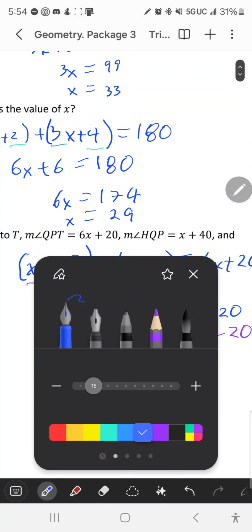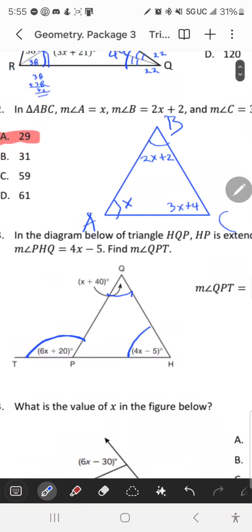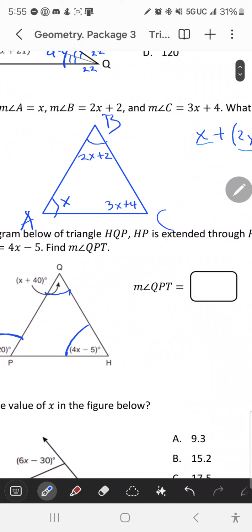Now I'm going to subtract 5x from each side, and subtract 20 from each side. So 5x minus 5x is nothing. 35 minus 20 is just 15. 6x minus 5x is just x. 20 minus 20 is nothing. So we get that x is equal to 15.